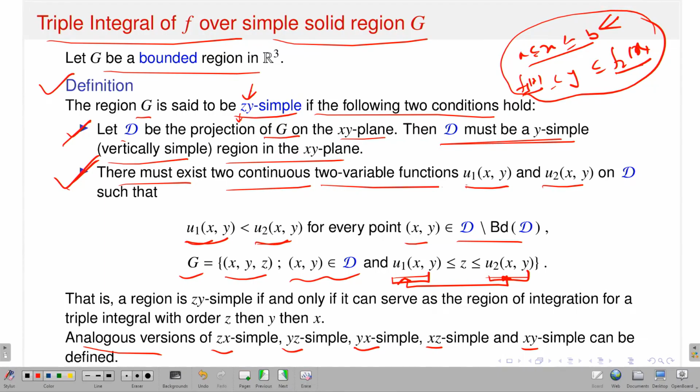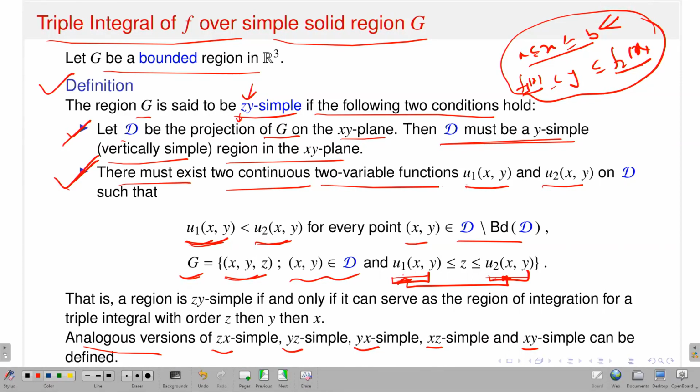Number two is that if I have two nice functions, continuous functions u1 and u2, they satisfy that u1 is strictly less than u2, and for all x,y in D, except the boundary points, your G looks like all those x, y, z where z varies from u1 to u2. Okay. So, that means if I have a zy simple domain, then your z varies from u1 to u2.